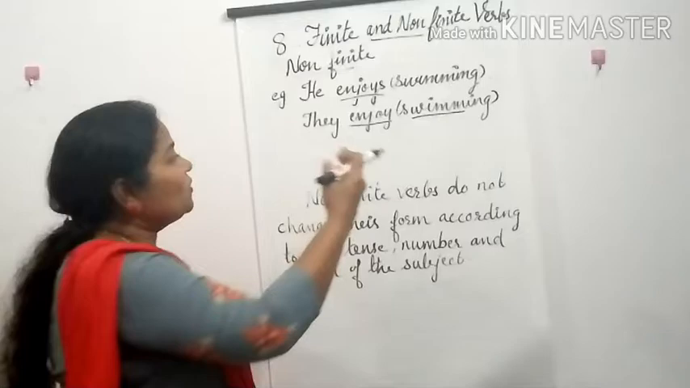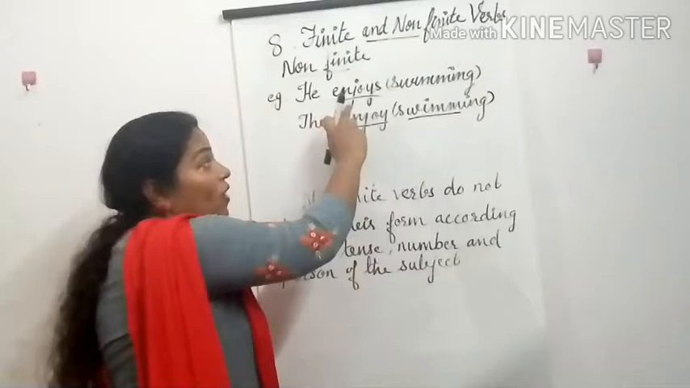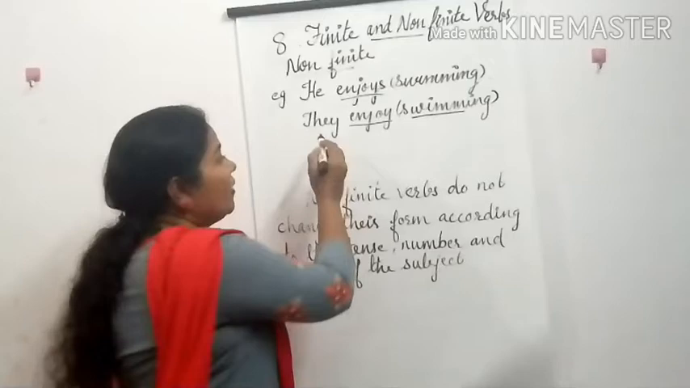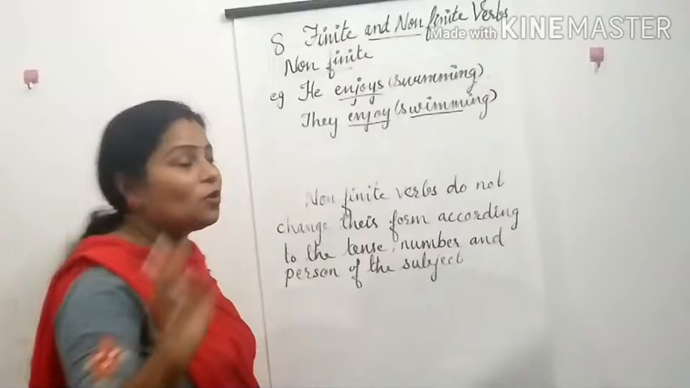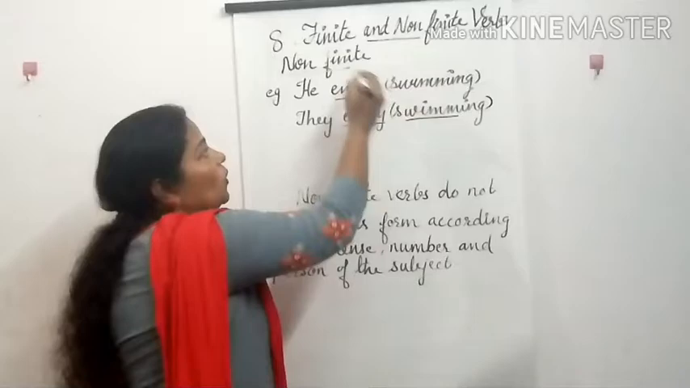Now see, in both these sentences we have the word swimming, but it is not changing the way finite verbs change. Whether the subject is singular, here it is swimming. Whether the subject is plural, again it is swimming. There is no change with those verbs. So these kinds of verbs that do not change are called non-finite verbs.